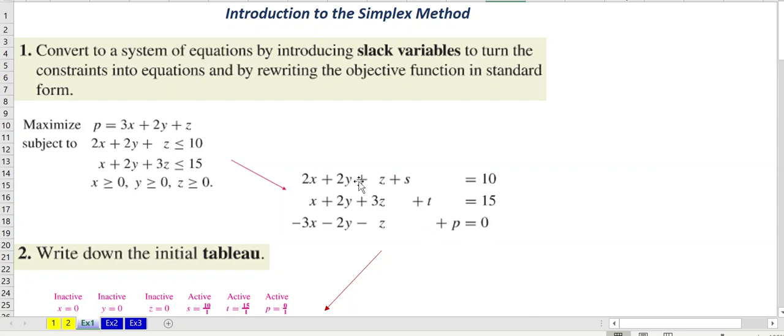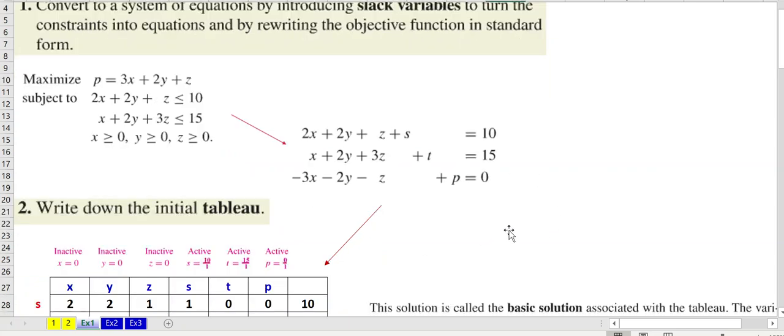So that's the first step. Make sure that you understand that. Look at the various examples, and I will be doing another video with a couple more examples of how to do that. So step one is to create the system of equations with the slack variables.